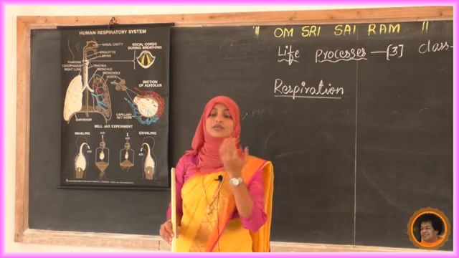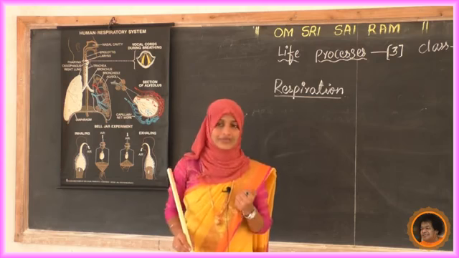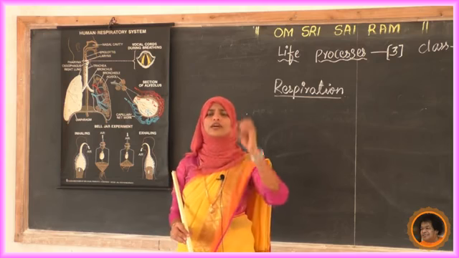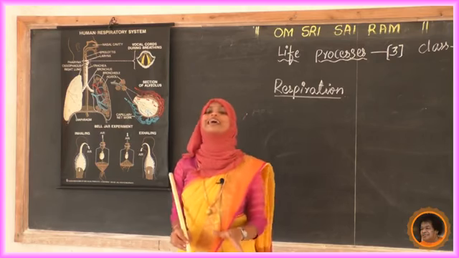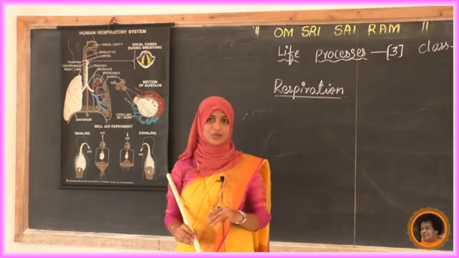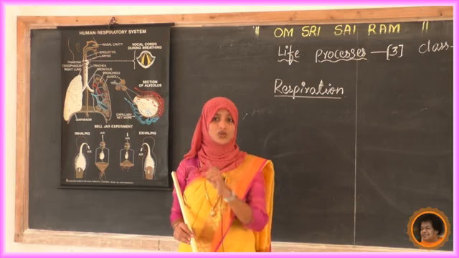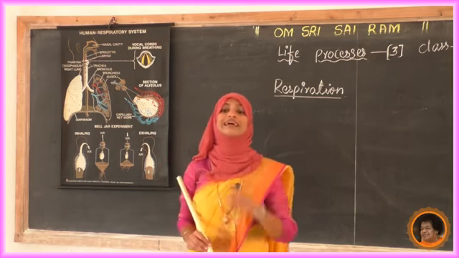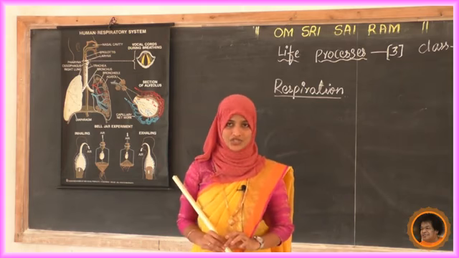Yes, nose or else nasal cavity. Now what happened? In the nasal cavity there will be a number of small hairs. Upon that there will be a mucus, M-U-C-U-S, mucus. Upon that there will be a number of small hairs, cilia-like structure.